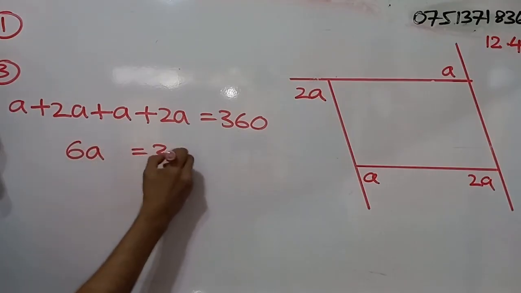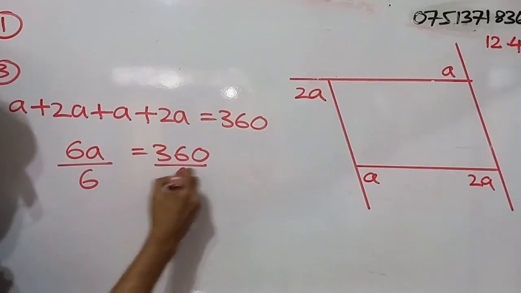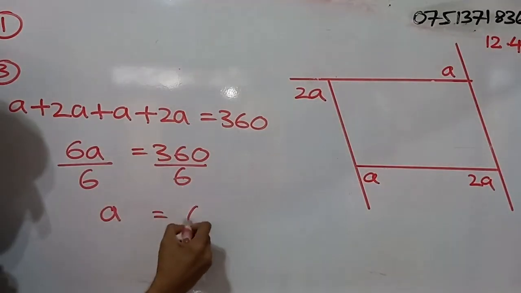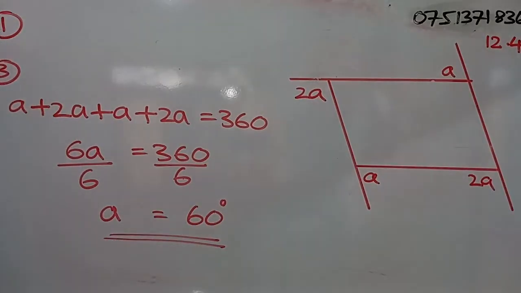6a is equal to 360. So I can divide this side by 6 and do the same thing to the other side. So a is equal to what? 360 divided by 6 is 60 degrees. So the value of a is 60 degrees.